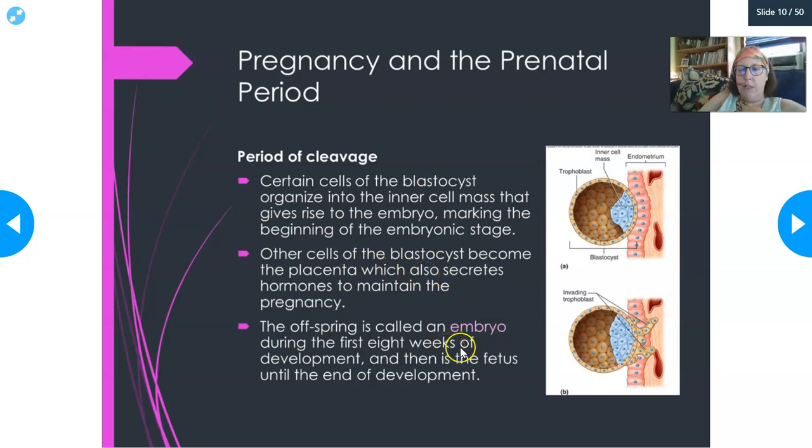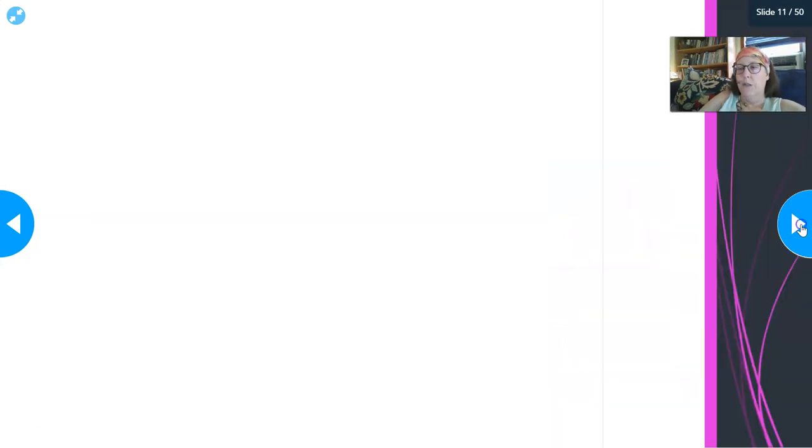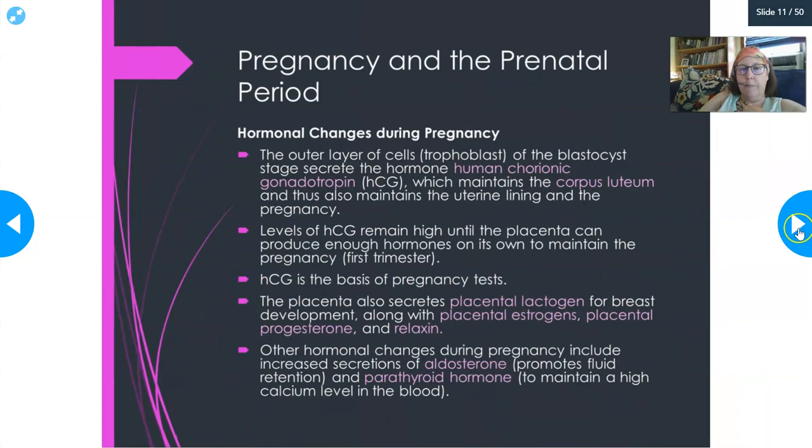The offspring is called an embryo at this point in time, during the first 8 weeks of development, and then it's a fetus until the end of development. So it's an embryo basically from the time it implants, the end of week 1 and beginning of week 2, all the way till the end of week 8.